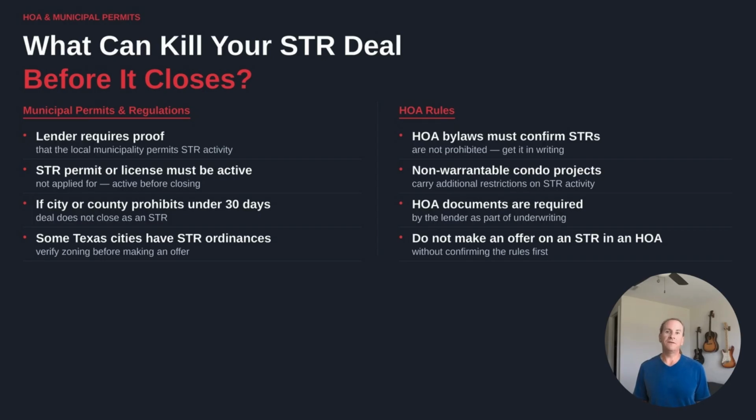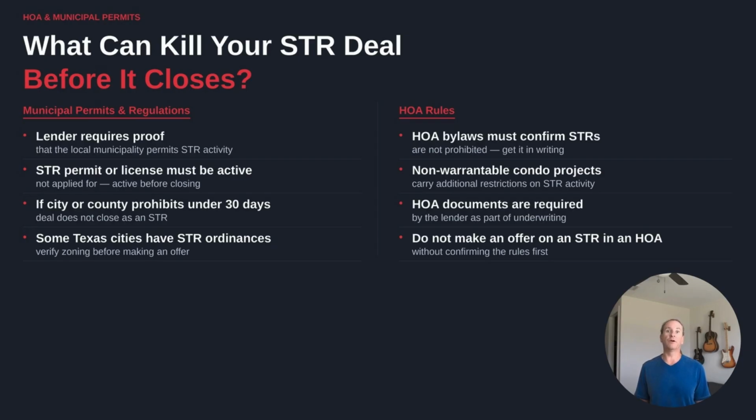What can or usually kills your short-term rental deal before it closes? The lender requires proof from the local municipality, i.e., your city, that they in fact let you have short-term rentals. For example, Austin, or any of these other cities, if they actually allow short-term rentals, that's the first and foremost thing.